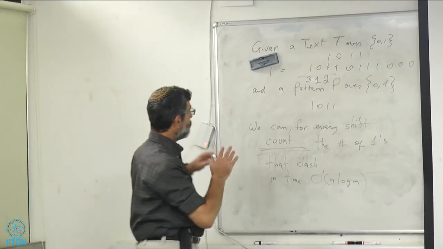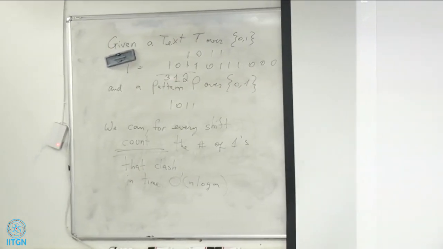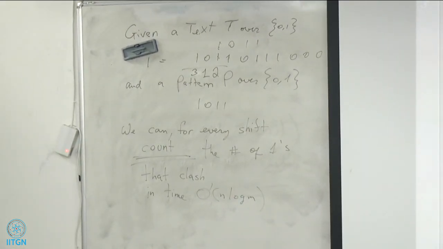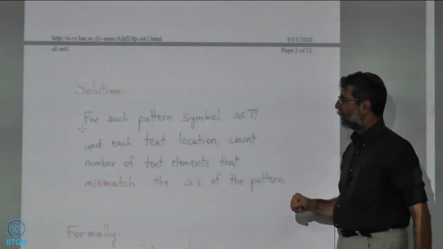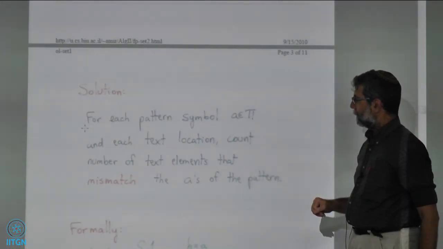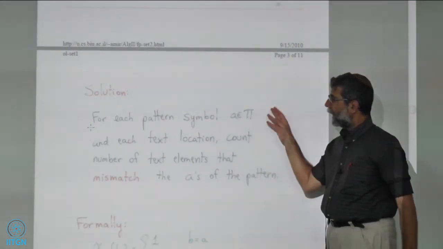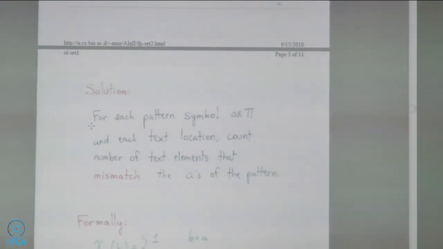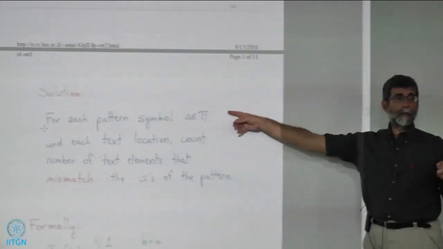So now that this is the big hammer that you have, here's how you solve it. Take every symbol in the pattern. Pi was the pattern alphabet. We take every symbol A in the pattern alphabet, and count separately for each pattern symbol how many text locations mismatch that A.